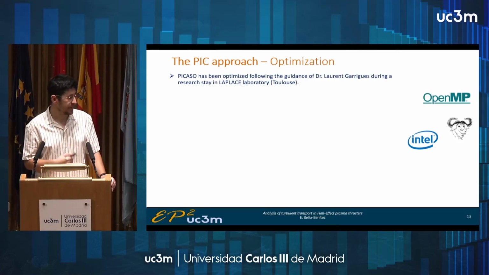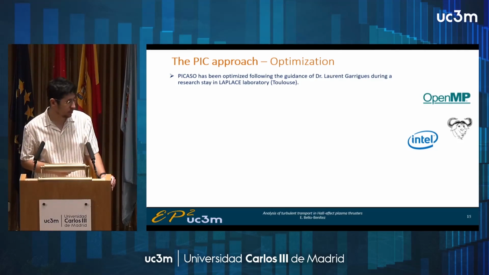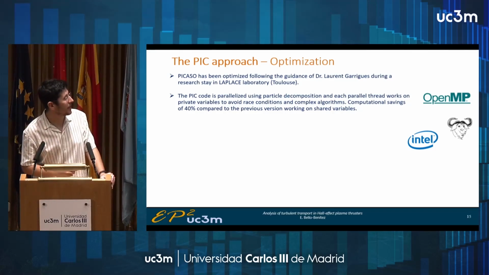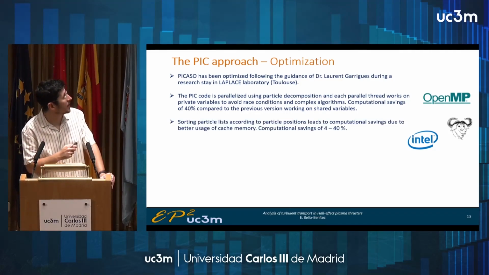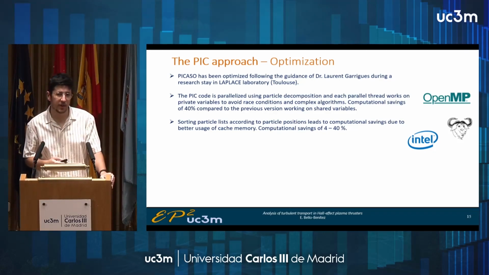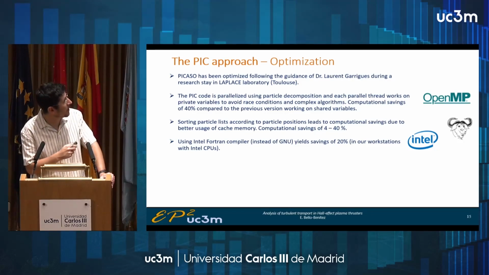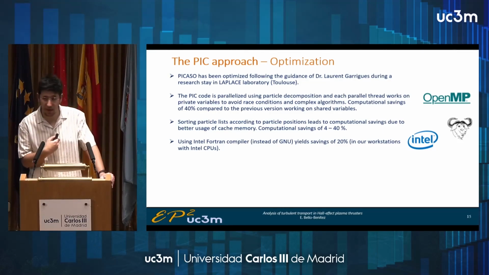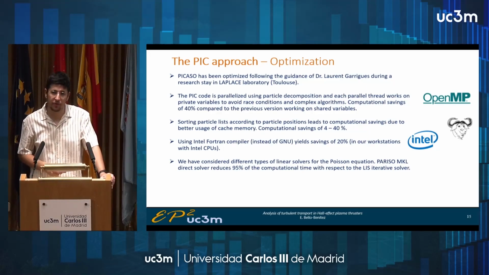Okay, this code had been subjected to a deep optimization process during my stay in the LAPLACE laboratory in Toulouse. We have completely changed the parallelization of the code to work only on private variables and avoid complex algorithms. We have tried sorting algorithms to have a better usage of the cache memory of the CPU. I have tried the Intel compiler, which gives a lot of computational savings with respect to the GNU compiler, at least for our workstations, and also different types of solver for the Poisson equation, okay?